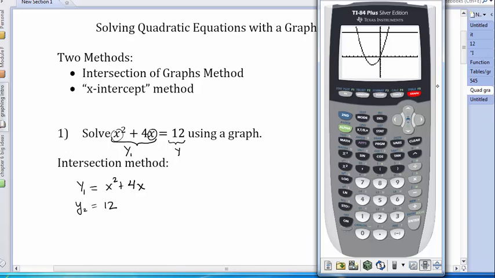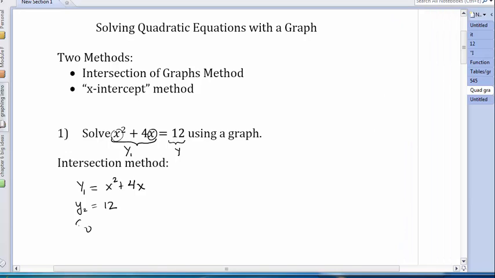So what I see is a parabola for the x squared plus 4x and the horizontal line for 12. And the solutions are actually going to be the x values. And the reason they're the x values is that the equation that I'm starting with only involves x. And it's going to be the x values at the points of intersection. So the solution is the x value of any point of intersection.